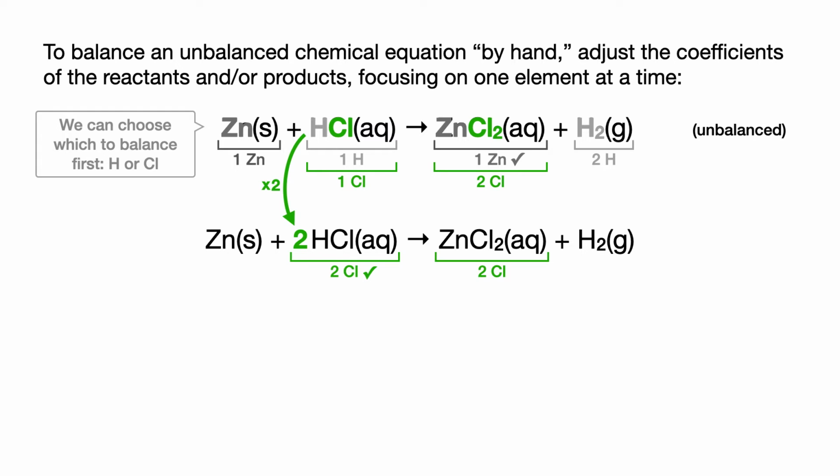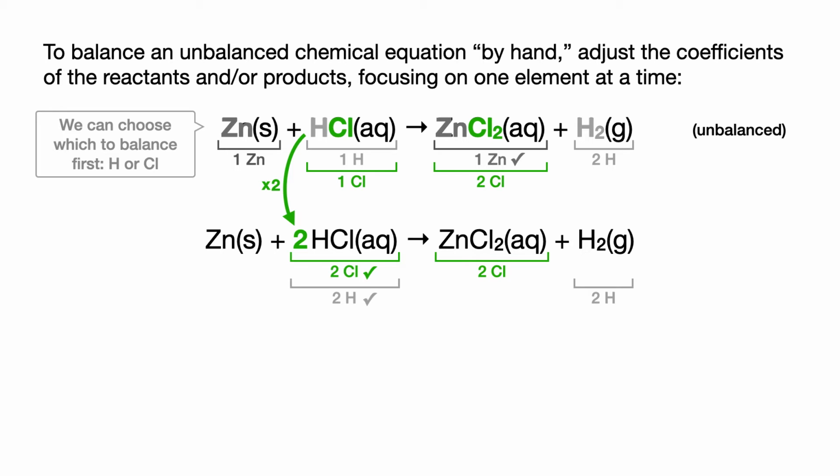And now turning to the hydrogen, we can see that we've got our 2 atoms of hydrogen still on the right. And now, after doubling the coefficient of HCl, we now have 2 atoms of hydrogen on the left. So in the process of balancing the chlorine, the hydrogen has actually balanced out along with it. So that was kind of lucky. The hydrogen balanced out, and so we're actually all set. The zinc is balanced, the chlorine is balanced, and the hydrogen is balanced.